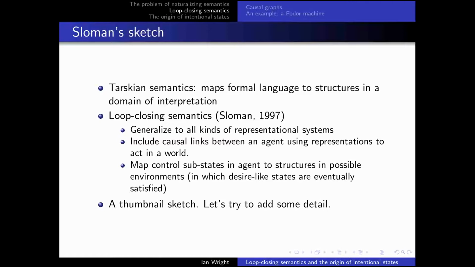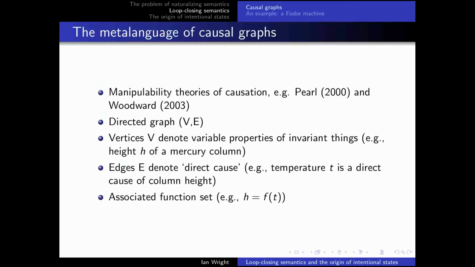First, we need some way to represent the causal structure of loop-closing worlds, and my pragmatic choice here is causal graphs, borrowing from modern manipulability theories of causation. Now, of course, there's no time to delve into this theory, but very briefly, a causal graph is composed of vertices and edges. The vertices denote variable properties of invariant things, and edges between vertices denote a relationship of direct cause. And with every vertex we associate a function, which specifies how the variable at that vertex is determined by its parent in the graph.